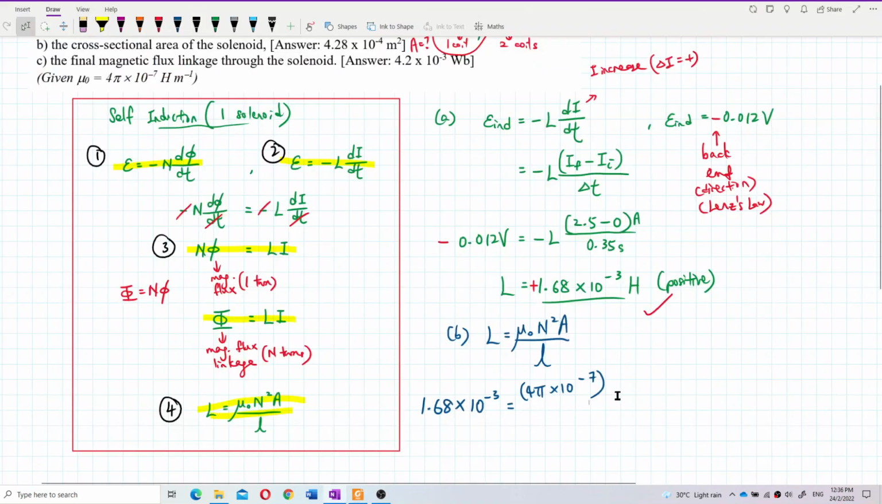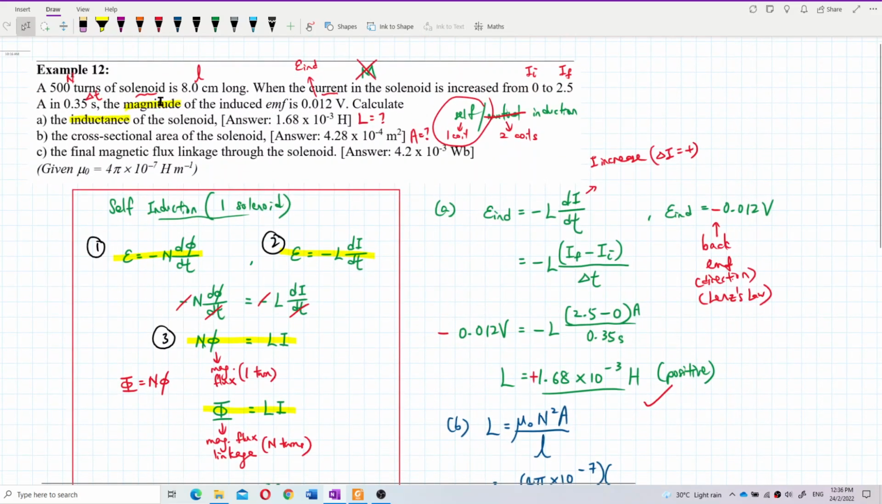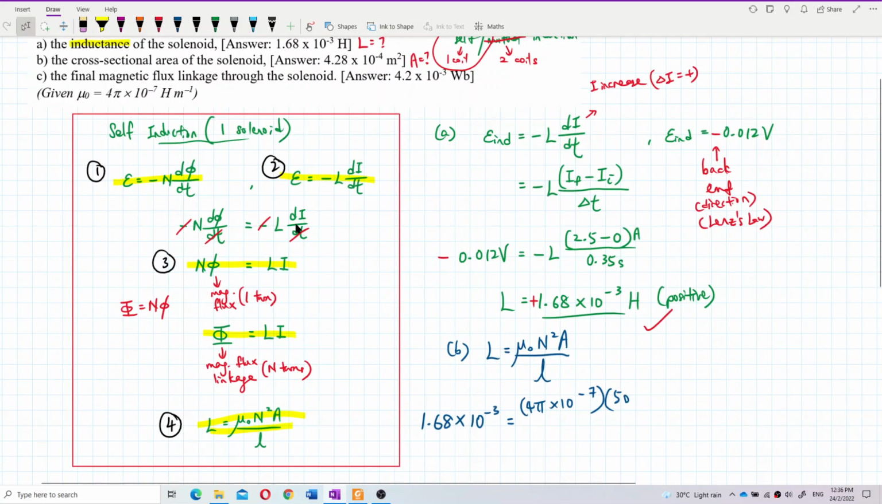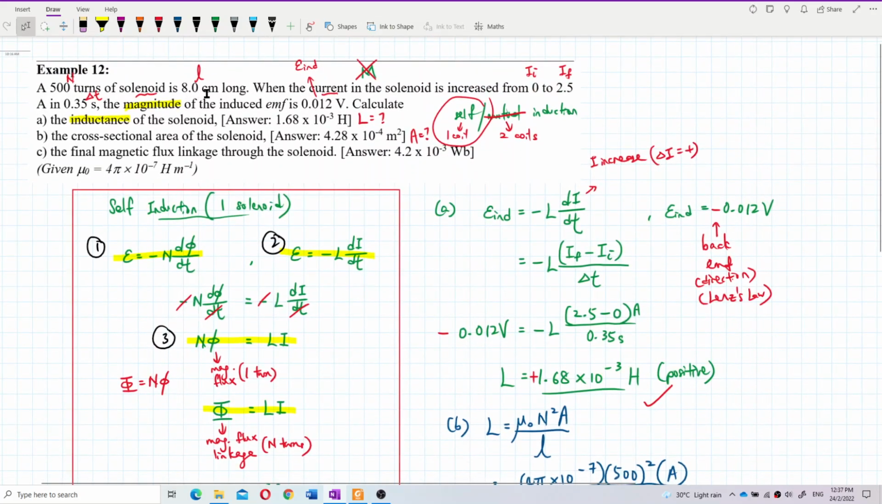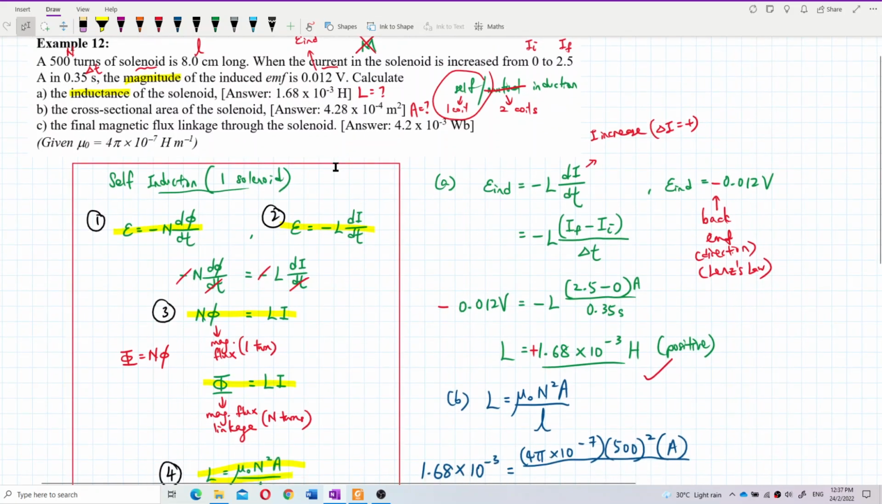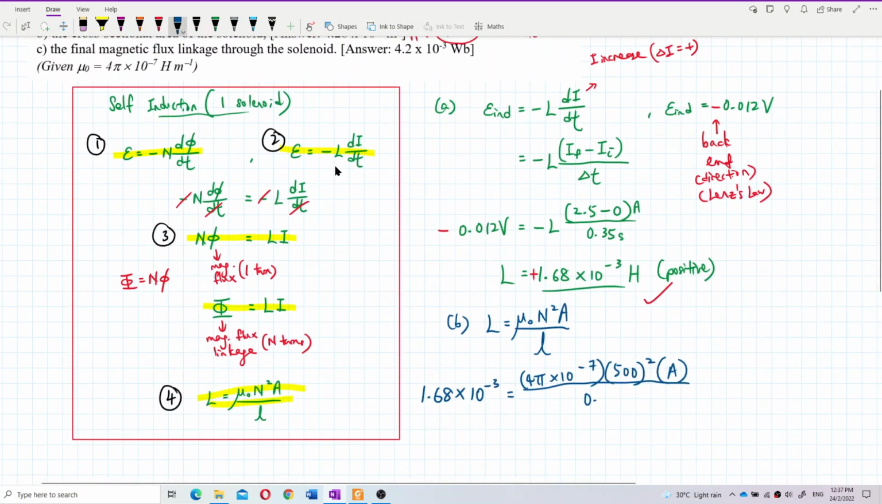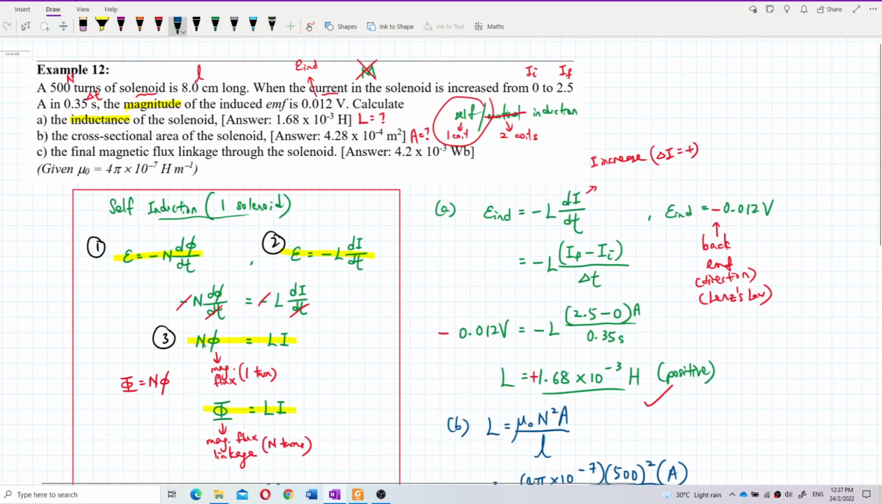Okay, that's right. And then n square, what's the number of turns? 500 turns. Don't forget the square. Many students forget about the square. And then area divided by the total length. The total length is 8 centimeter, change to meter, so divide by 100. So it's 0.08 meter.